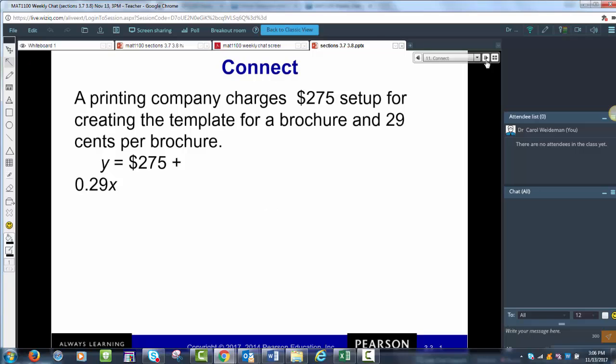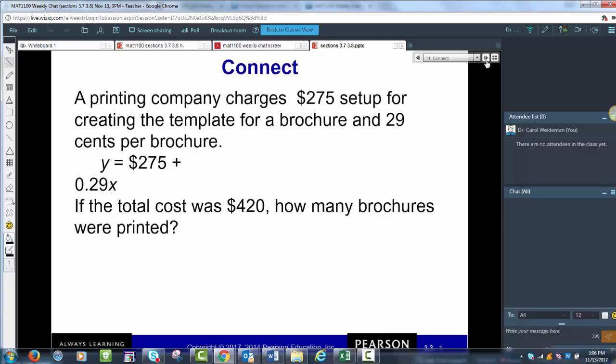All right, let's change it around a little bit. Let's say we had $420 that we could use to print. How many brochures could we print? So now we're going to let y be 420 and then solve for x. So unfortunately it's overwritten here. I subtracted 275 from both sides and I got 145 equals 0.29x, and then I divide by 0.29 and I come up with 500 brochures can be printed for $420.